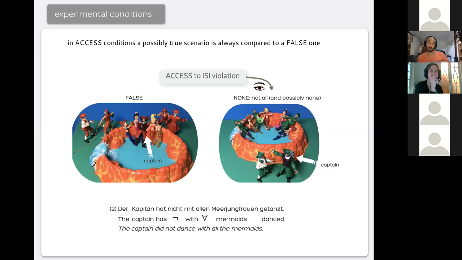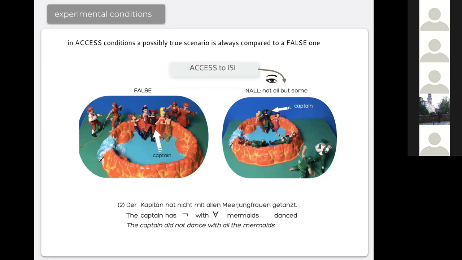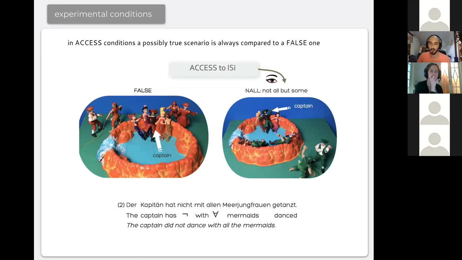And then we have exactly the same condition for the implicature support, which we call null from not all, but some. There you see the captain is dancing with two out of the four mermaids. So he was dancing with not all, but some of the mermaids, compared to the false one. Again, if you derive the implicature, then you should be completely fine at picking the right scenario. But even though you do not derive the implicature, the right scenario is logically compatible.